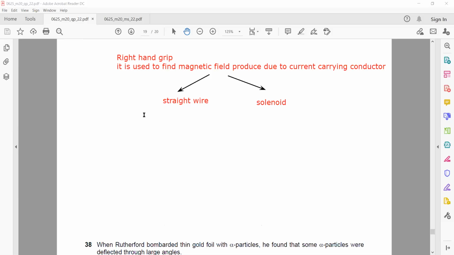For a straight wire, if the wire is straight, our thumb will represent the current and the fingers will turn in the direction of the magnetic field. But if it is a solenoid or a circular wire, our fingers will turn in the direction of the current and the thumb will represent magnetic north.